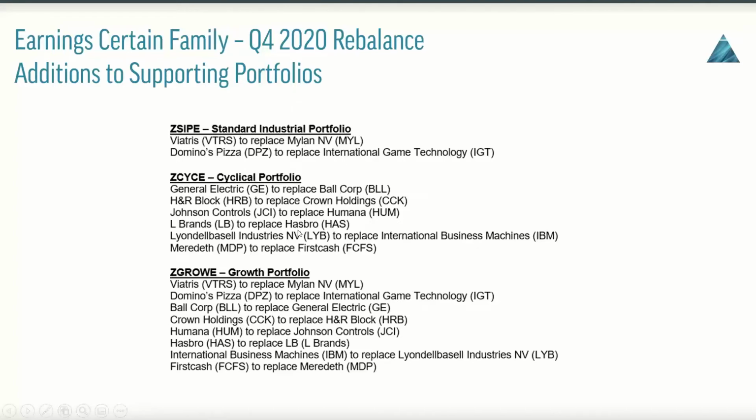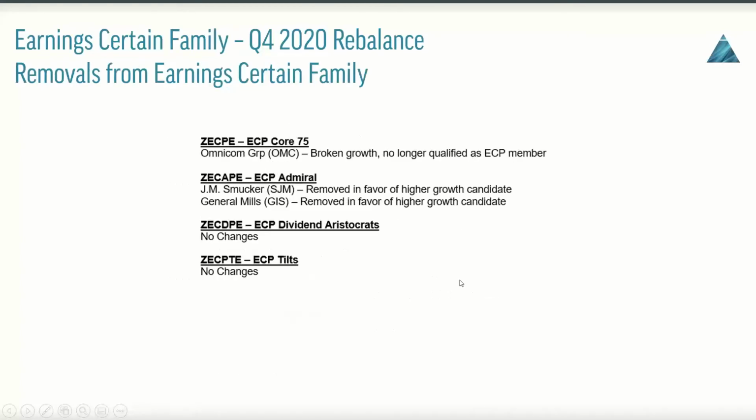So these are my additions. So the membership count stays the same across all of the equity select lists. So that's your standard industrial portfolio, your cyclical portfolio, and your growth portfolio. And then we get down to the Q4 2020. I call it a rebalance. It's really not a rebalance. For those of you that are following the strategy, you know that a minimum of once a year is all you really need to do. I call it a rebalance. It's really changes to the portfolio quarterly.